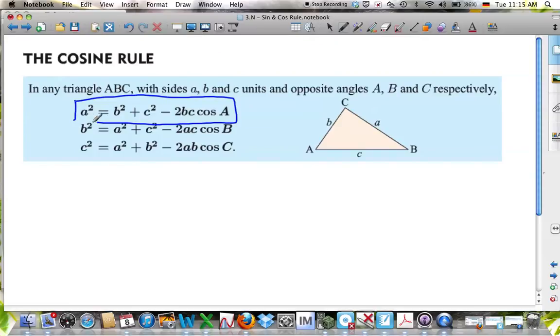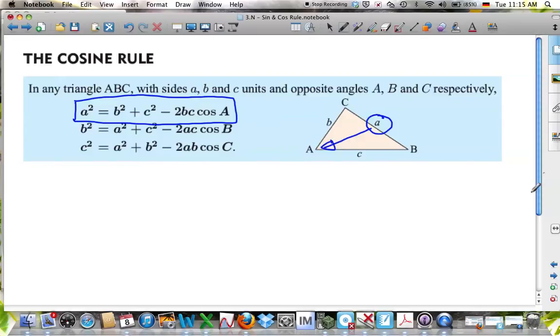Okay, so if we try and interpret this rule, it says that this side squared, for example, is the same as the sum of the other 2 sides squared minus the product of, so double the 2 sides times the cos of the angle in between them. Okay, right. And the question is, when do you use this rule?